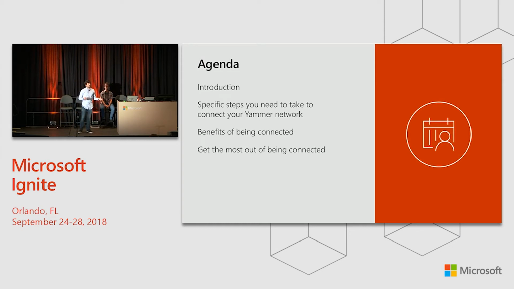First, we want to talk about the evolution of Yammer in Office 365, what our journey has been like over these last 10 years. Then I'm going to walk you through what a connected Yammer network is, and what are the specific 2 things that you need to do in order to make your network a connected Yammer network. Then John is going to talk about the benefits of having a connected Yammer network. He will demo, for example, SharePoint files and how we are now storing Yammer files in SharePoint. And then he will walk you through how to get the most out of being connected.